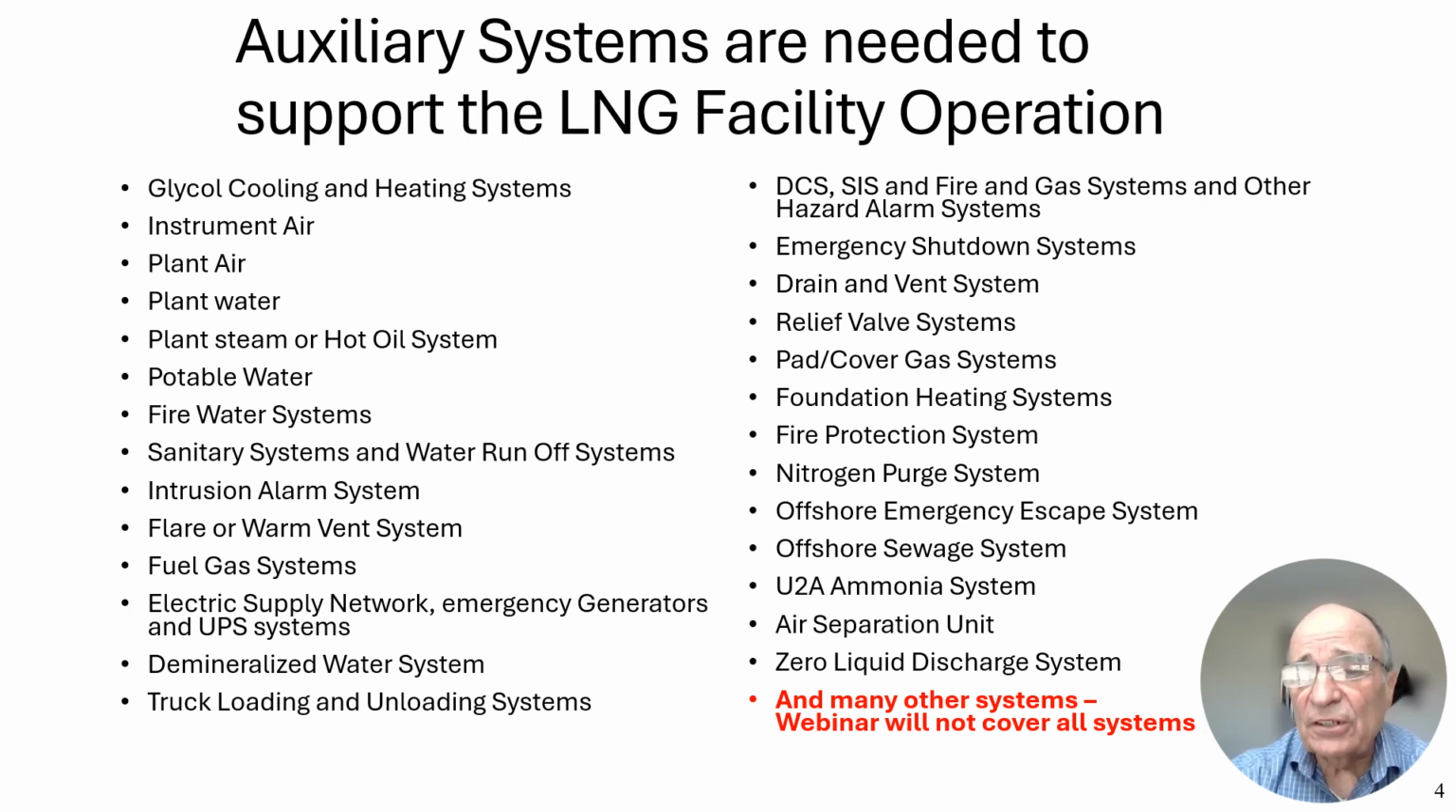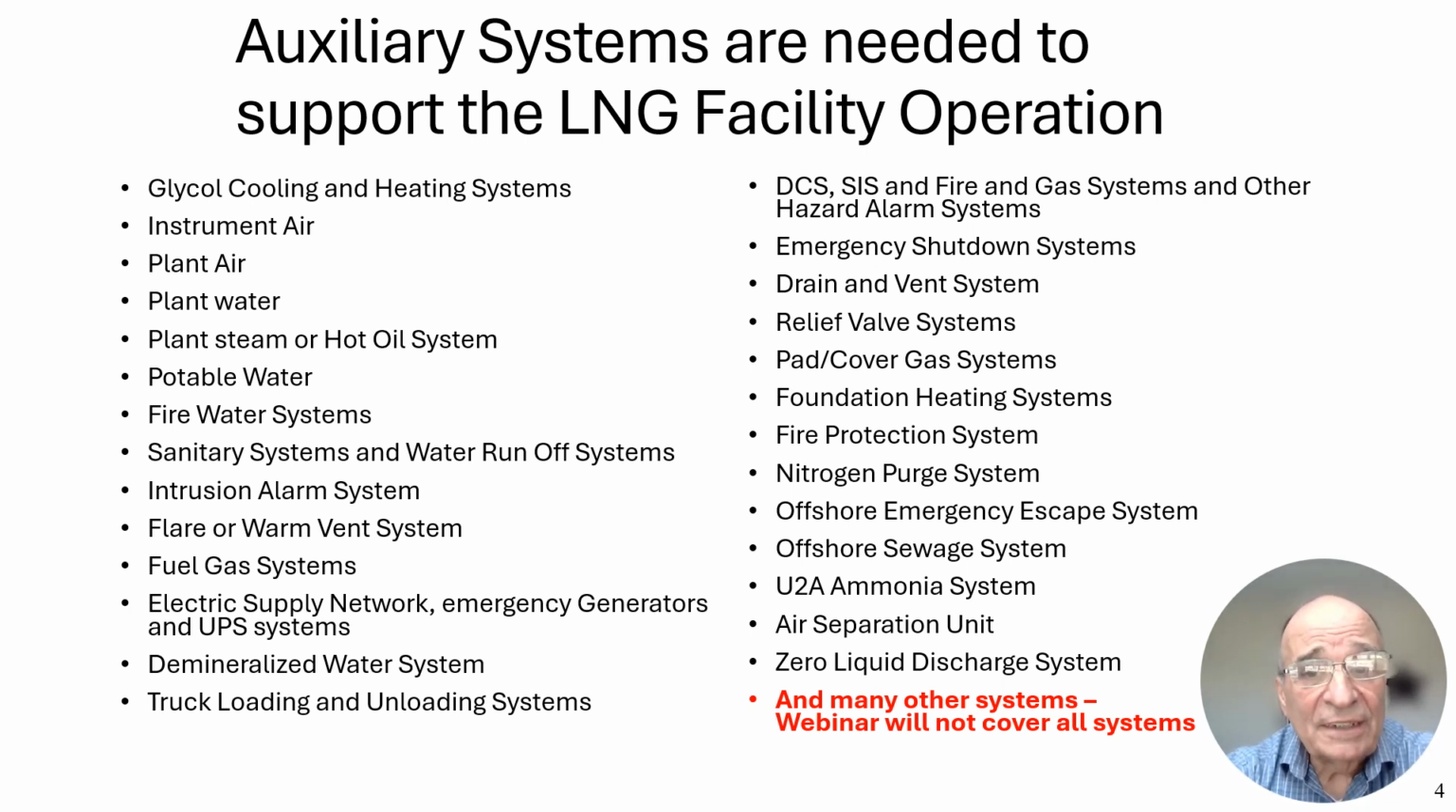DCS is distributed control system, which allows you to control the entire plant from a central control room. And you could also use programmable logic controllers, but the newer plants, the larger plants, use DCS systems.